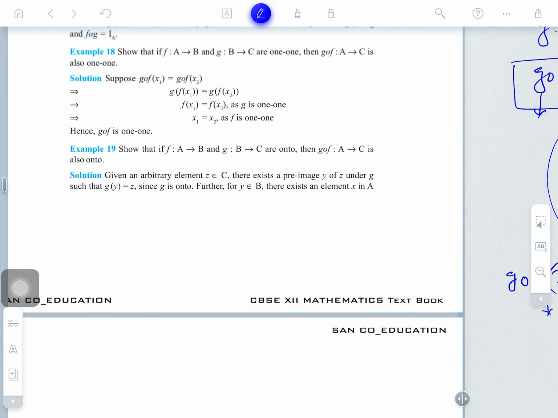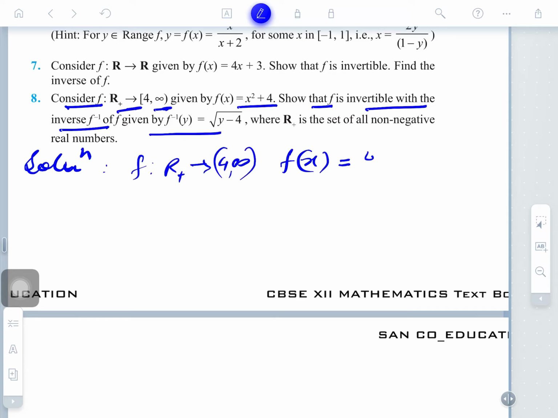So, the method of solution. Since the function from R positive to [4, infinity), which is the range set, is given, you will write this in the solution as is. What is it, please tell me? It is f of x equals x squared plus 4, and we have to prove that f is invertible.